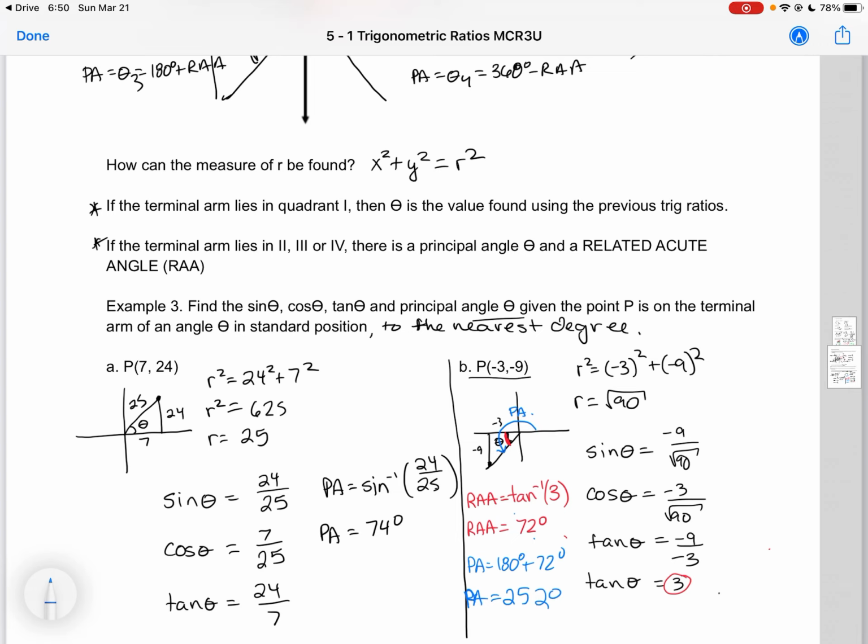So there's an example of finding the primary trig ratios and principal angle of an angle in quadrant 1, and then of an angle in quadrant 3.